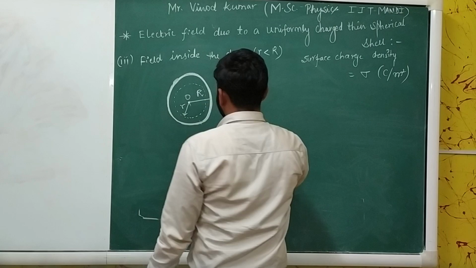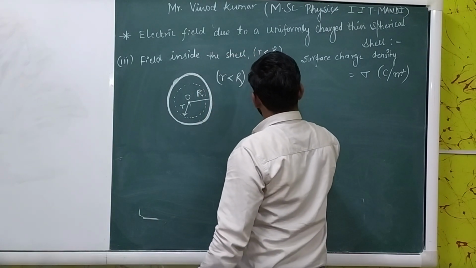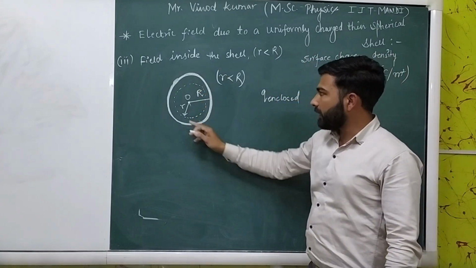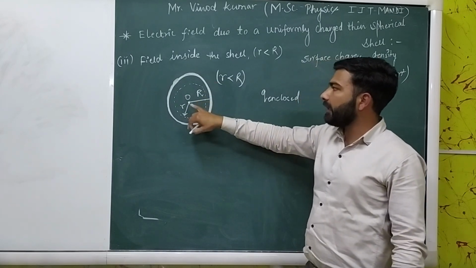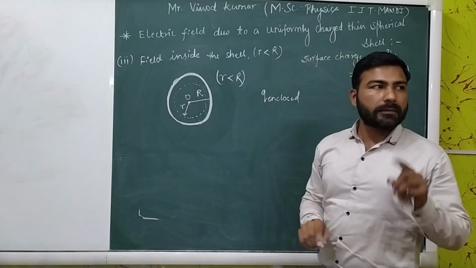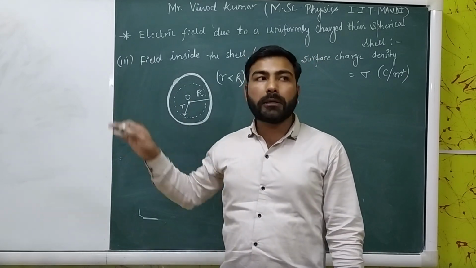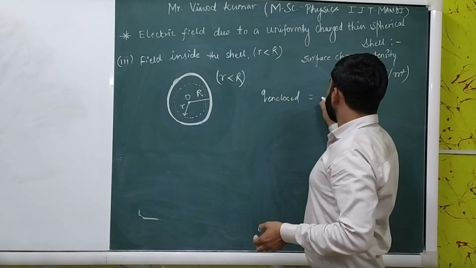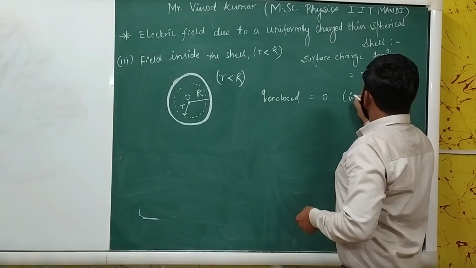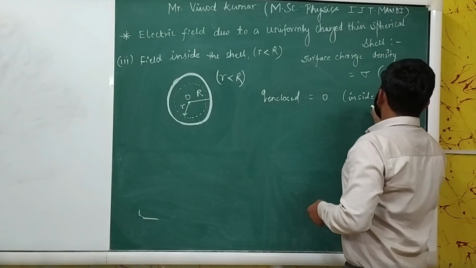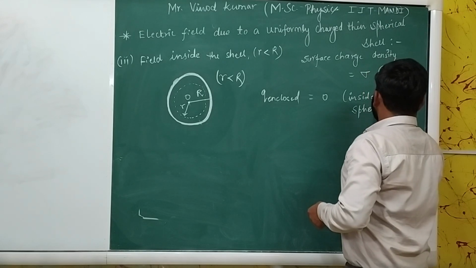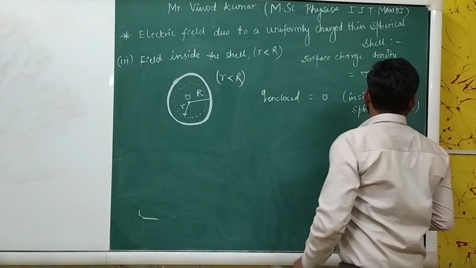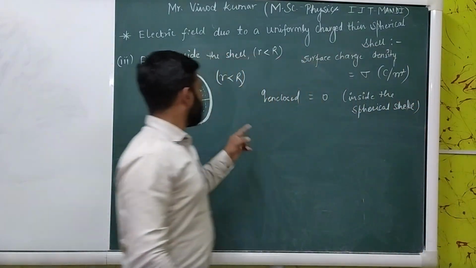Now if we want to find the charge enclosed by this spherical Gaussian surface which is inside the spherical cell, we know that all the charge is distributed on the surface of the spherical cell. No charge is there inside the spherical cell. So the charge enclosed is zero.